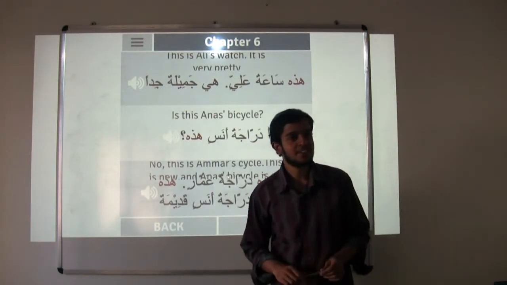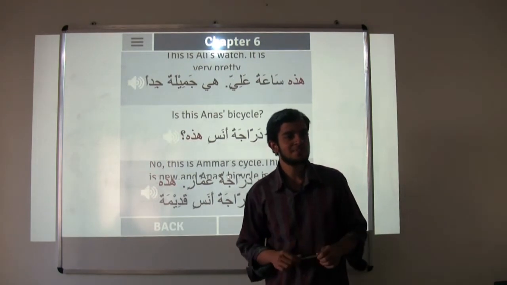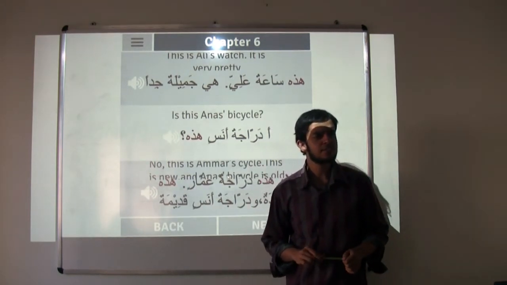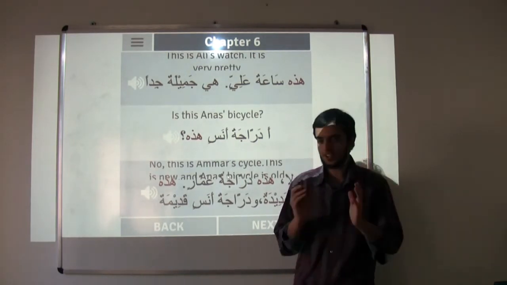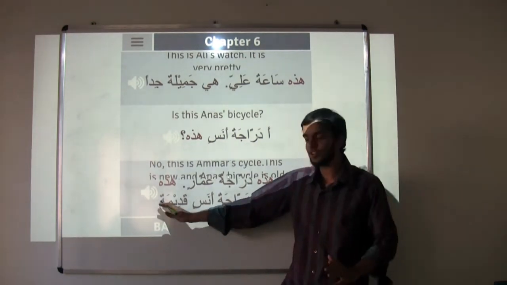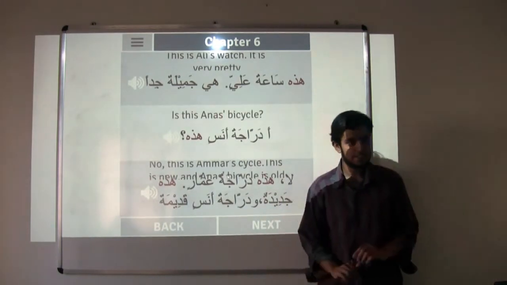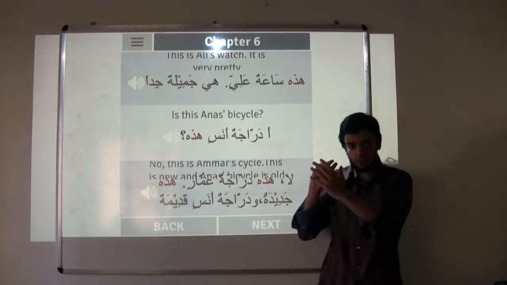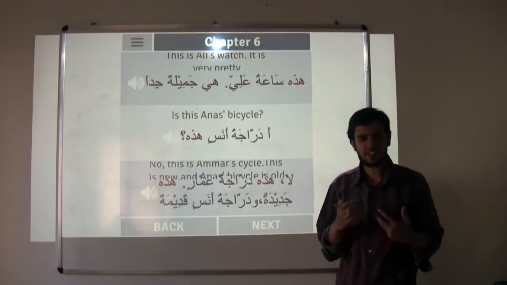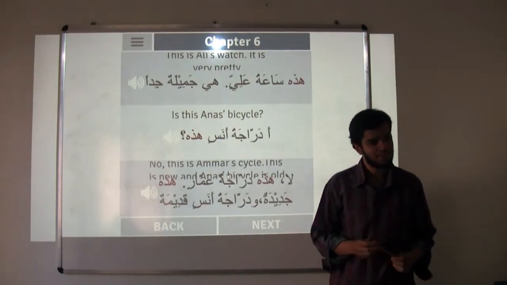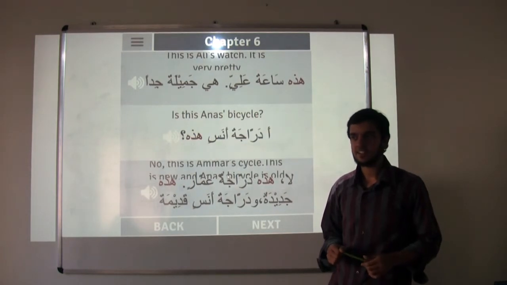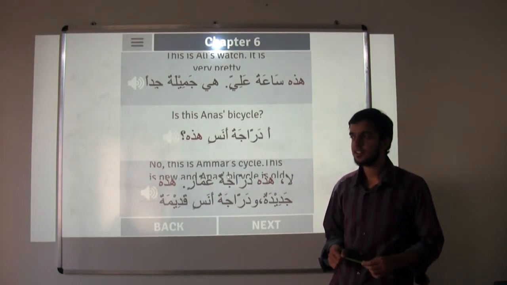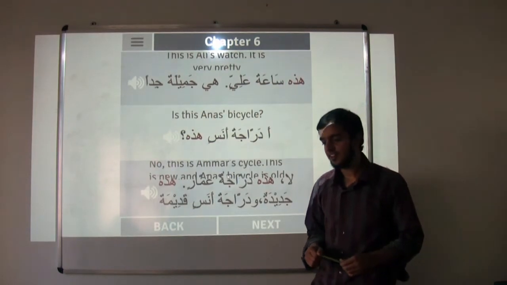Is it not simple? Yes. All the easy part is done, I guess. The only thing you need to do is add the ta marbuta. That's it. Framing the entire sentence as a whole will come bit by bit, inshallah. The concept I understood: if we use a masculine khabar with a feminine mubtada, it's a feminine khabar as well. But the framing. Okay.